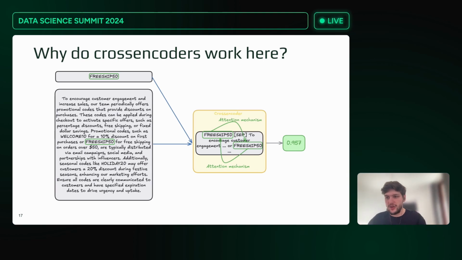So in our specific case here, the presence of free ship 50 as the search query input allows the cross-encoder internally to understand, quote unquote, or to prioritize the part of the content that is actually connected with this free ship 50. In our case, it's a simple one-to-one match, so it's very easy for the cross-encoder to pick up that those are the same words, so probably there's relevance there.